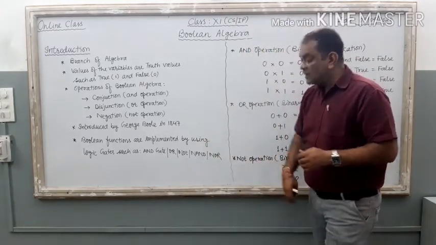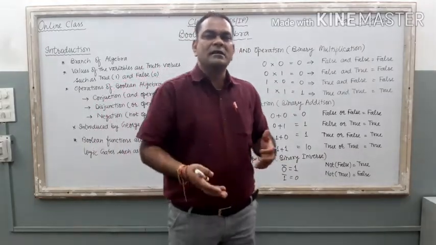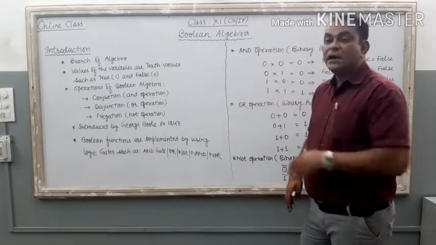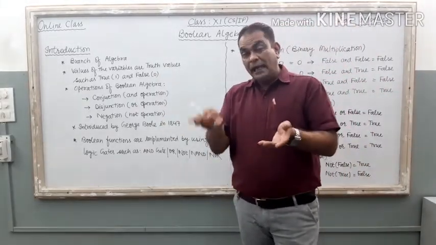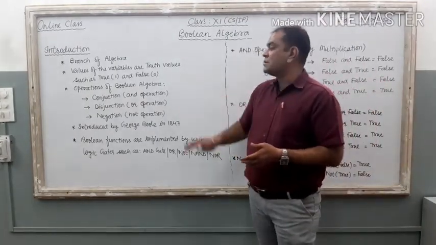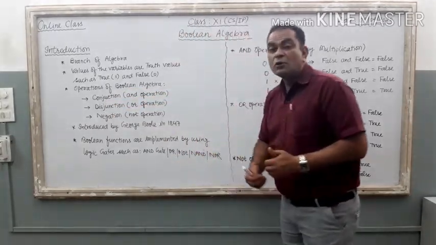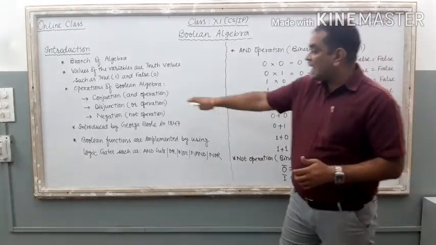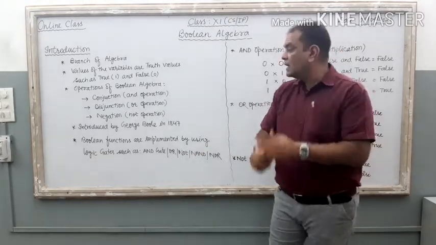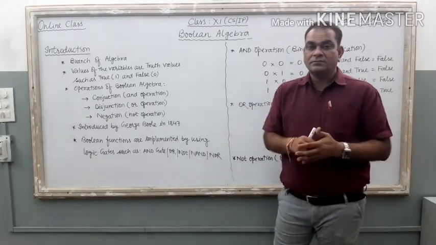Clear? Now the next one. In our general mathematics, we have some common operators like addition, multiplication, division, subtraction. These are the common operations that we can do in mathematics. But in Boolean algebra, the common operations are conjunction, the very first, which is known as the AND operation. The second one is disjunction, known as the OR operation. And the third one is negation, or we can say the NOT operation.